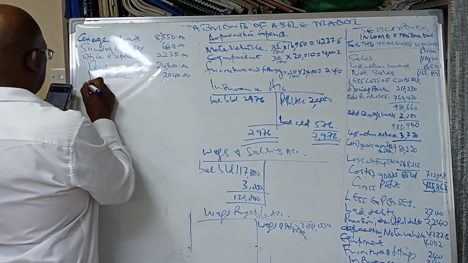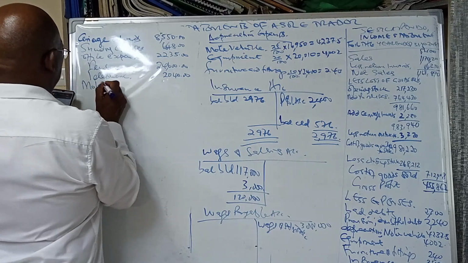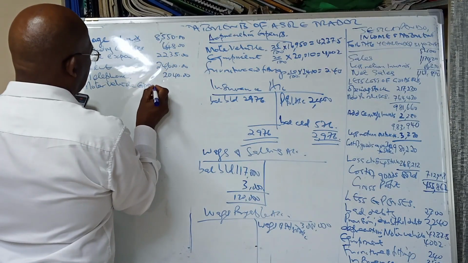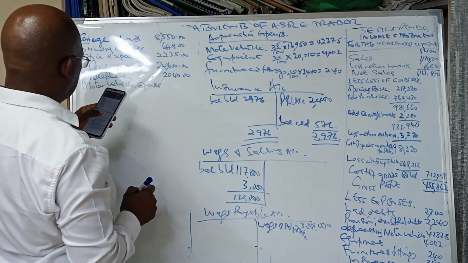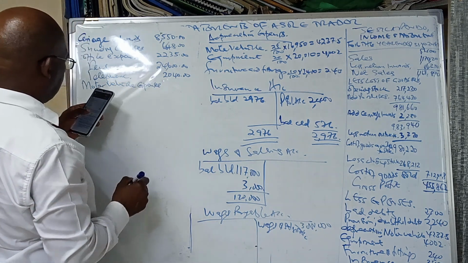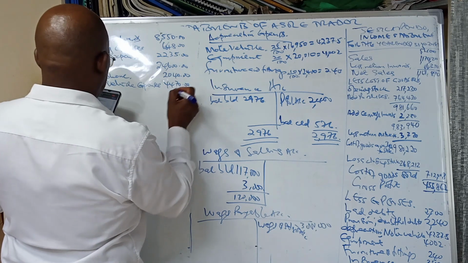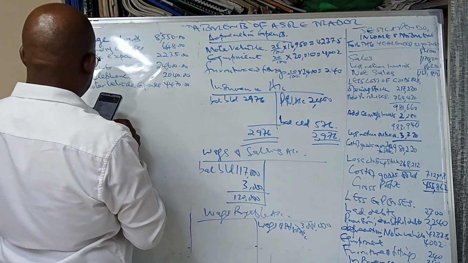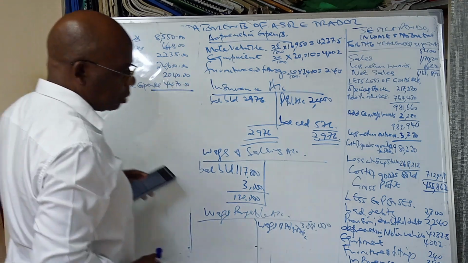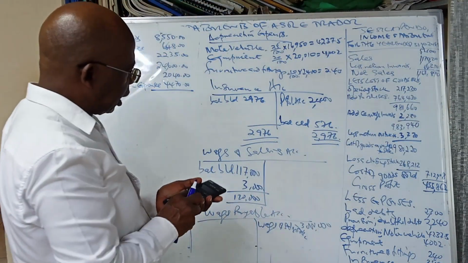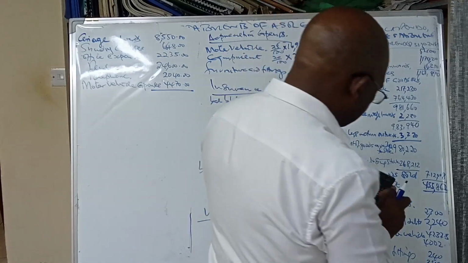Motor vehicle expenses. Please note, these are motor vehicle expenses, it is not motor vehicle. These are the expenses that we incurred through the motor vehicle, 4470. So those are the expenses. So we add up the expenses.